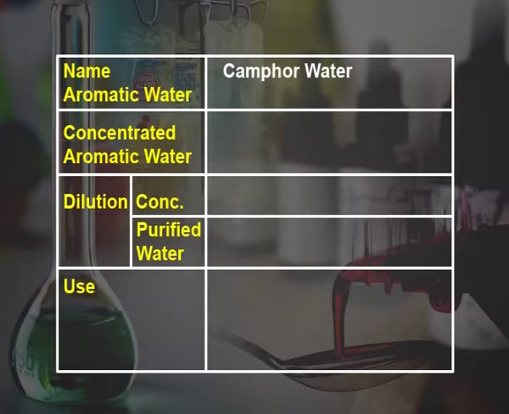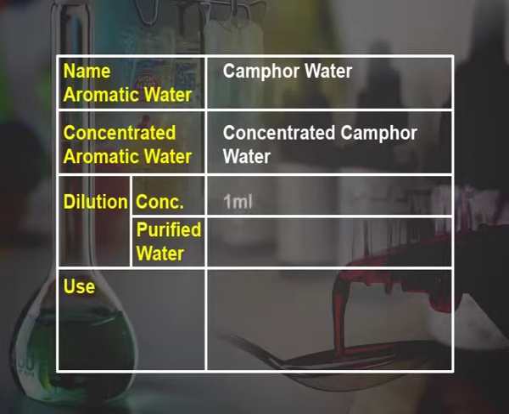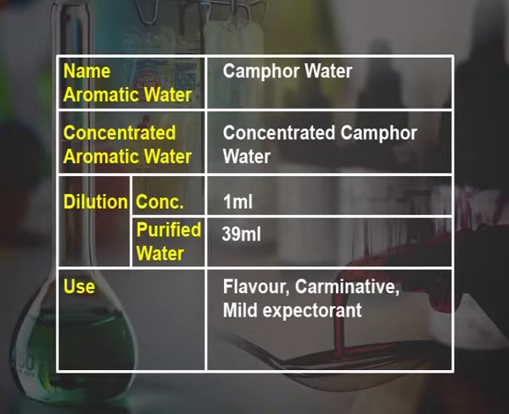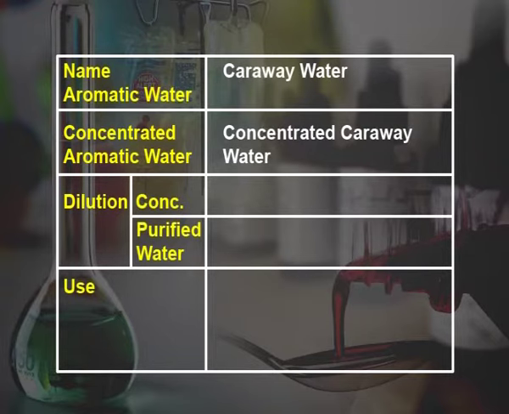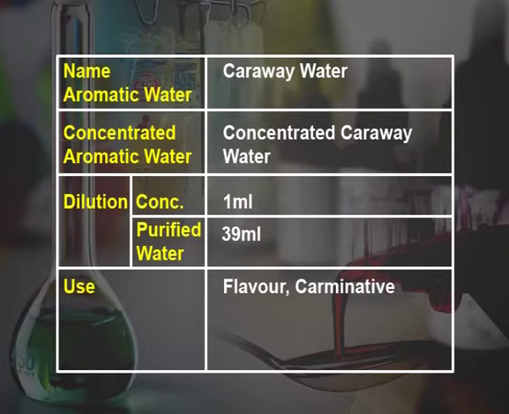Second one is camphor water, its concentrated form known as concentrated camphor water. Now 1 ml of concentrated camphor water diluted with 39 ml of purified water, it is used as flavor, carminative, mild expectorant. Similarly, 1 ml of concentrated caraway water diluted with 39 ml of purified water and it is used as flavor and carminative agent.